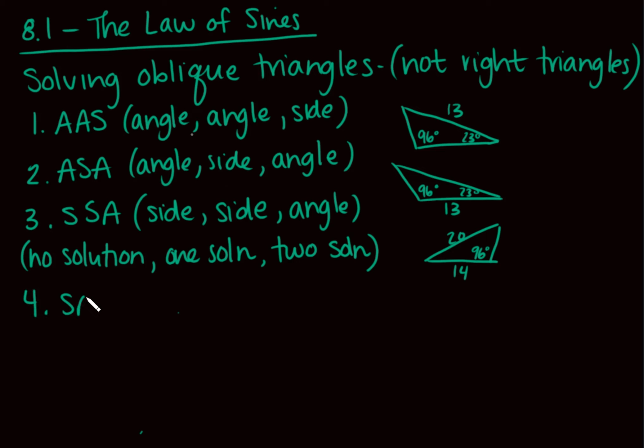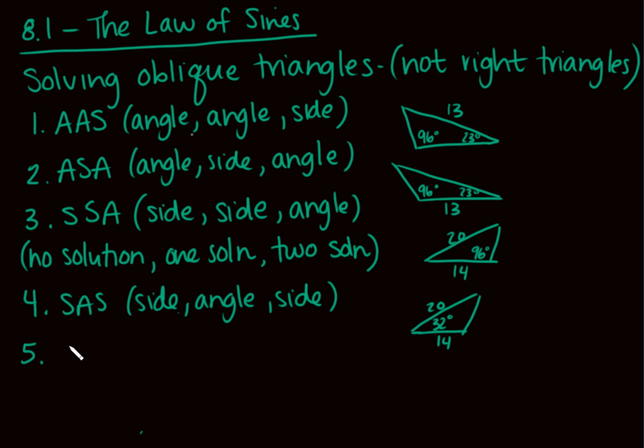Then we have side, angle, side. That's kind of what you would think. If this is 14, and this is 20, then maybe I do know, maybe that's 32, the angle in between it. And then the fifth is side, side, side. So I know all the sides, but I know no angles.